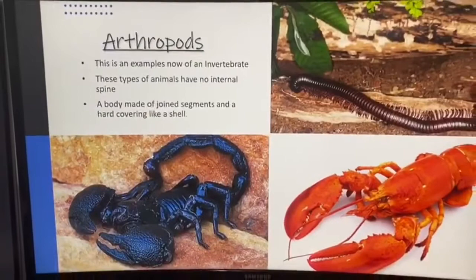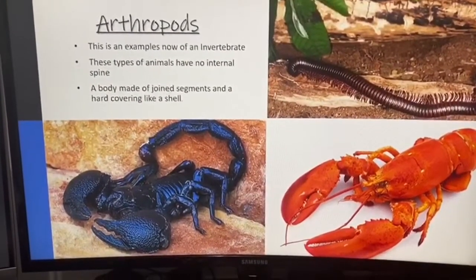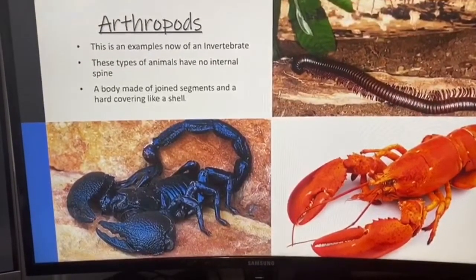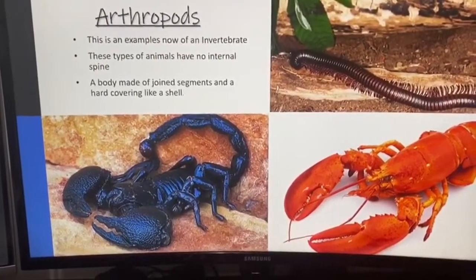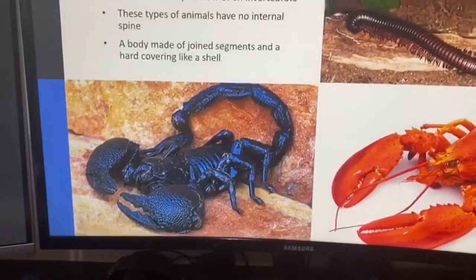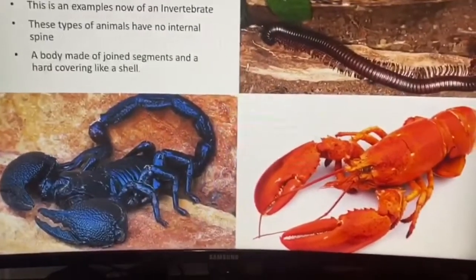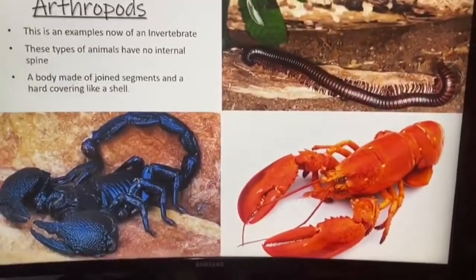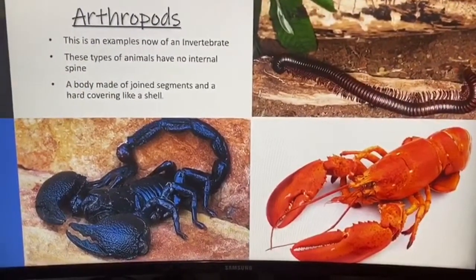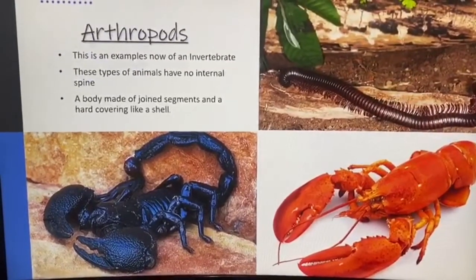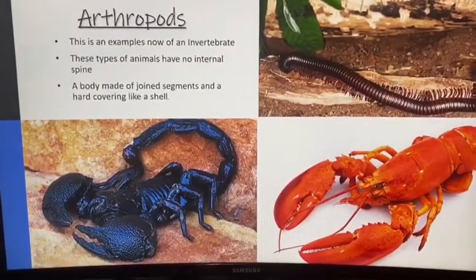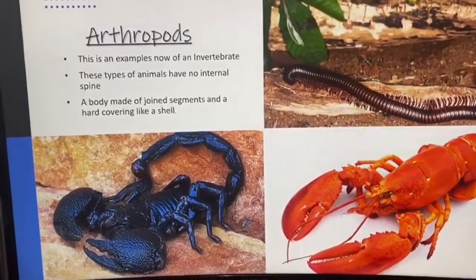The next one we have is arthropods. This is now an example of an invertebrate. These types of animals have no internal spine, and the body is usually joined by segments and a hard covering like a shell. There are different types of invertebrates that you can find, and maybe you've seen them in person or not. These are some examples of the different classifications of vertebrates, and you can find them in the 5 categories that we've listed previously throughout our lesson.